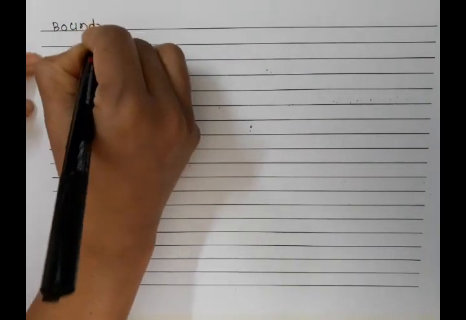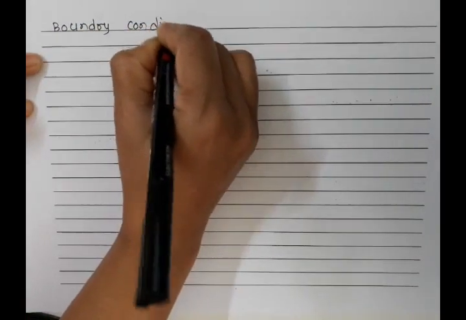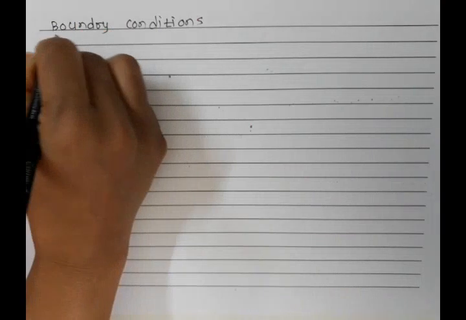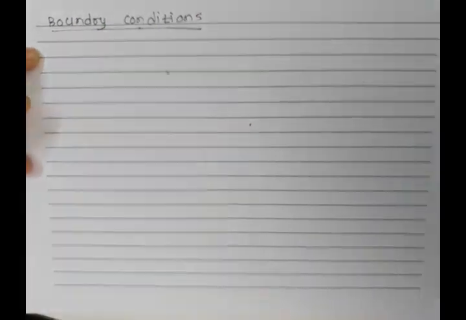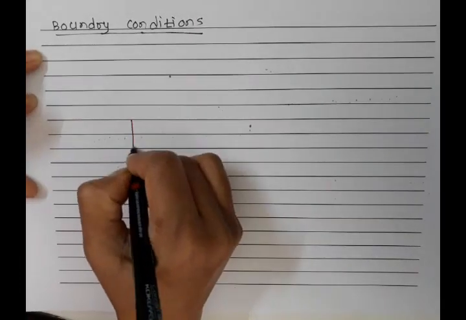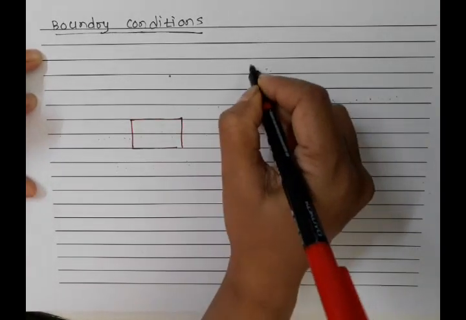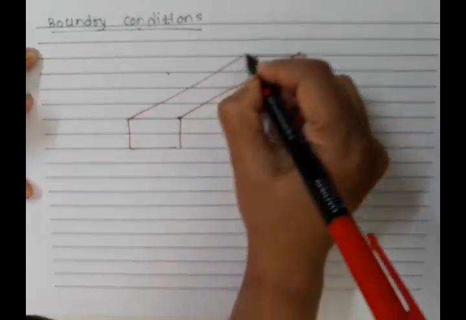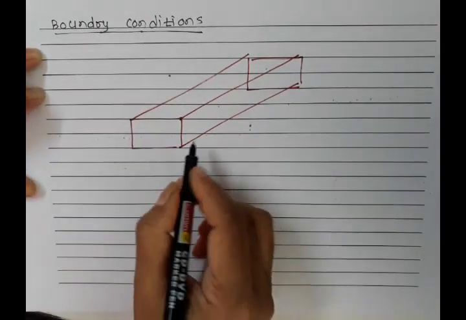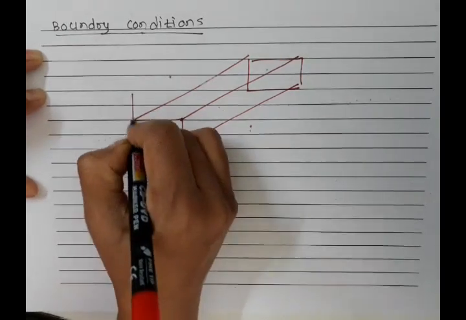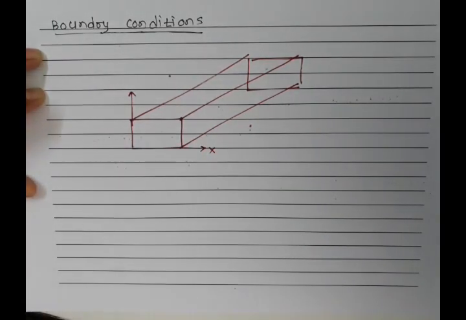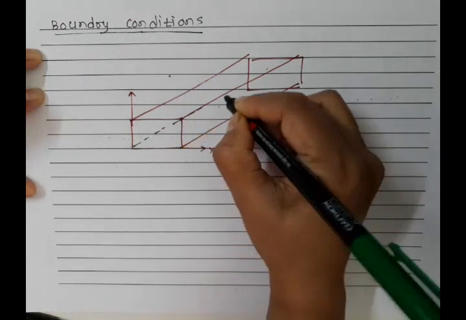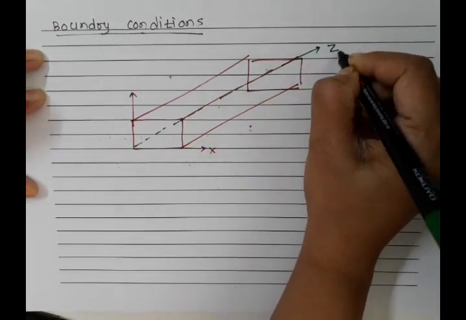So here, for the boundary conditions for this rectangular waveguide, I must know my rectangular waveguide. So if I draw it here, this is nothing but the rectangular waveguide which I am using, along with the boundary conditions. Since this is the x coordinate, I am saying this is my y coordinate, and I am assuming that the direction of propagation is the z direction, and this is the z direction.